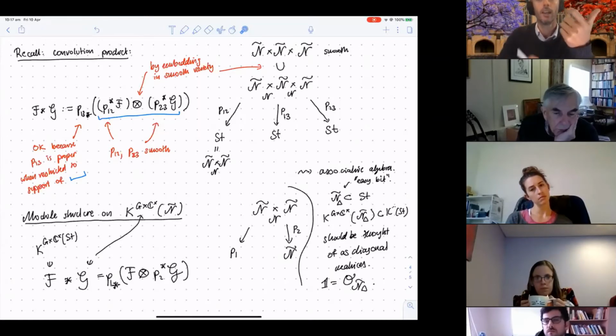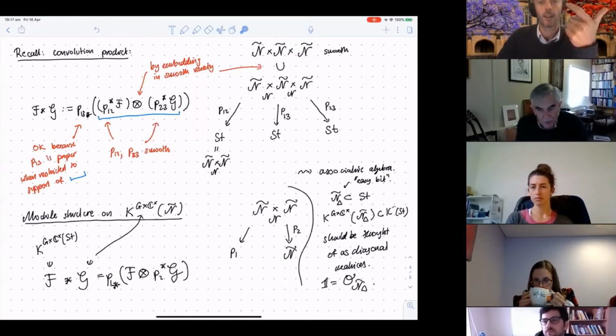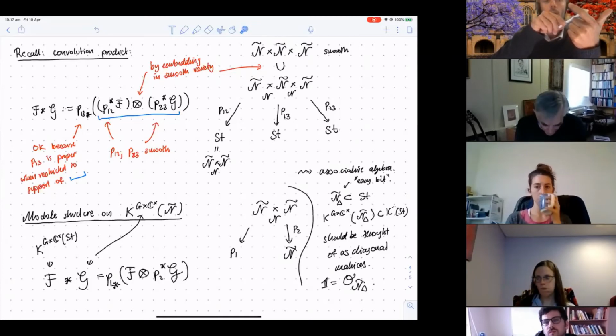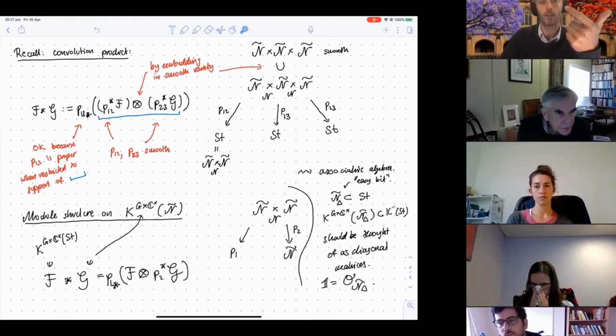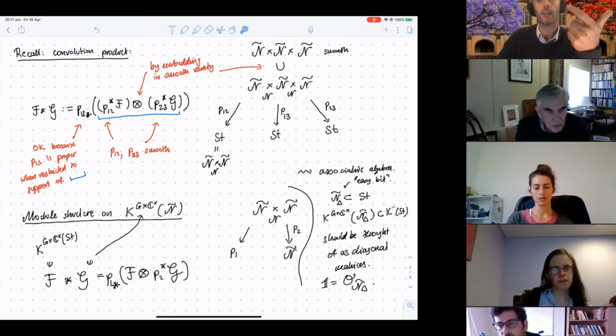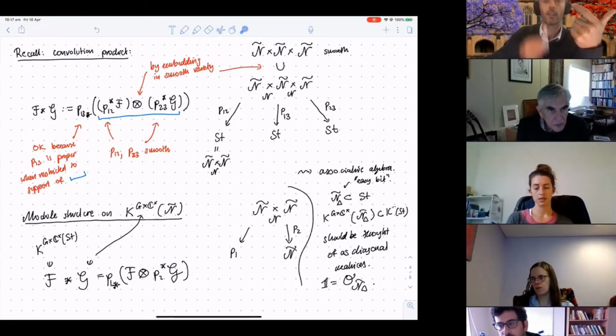So basically, the statement is that anything supported on Steinberg: if I consider the pullback of Steinberg in the first factor, the pullback of Steinberg by P12, and intersect it with the pullback of Steinberg under P23, then the image of that map under P13, so P13 restricted to that intersection, is proper.